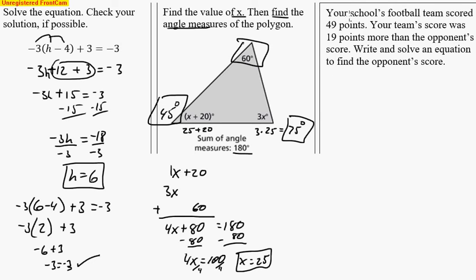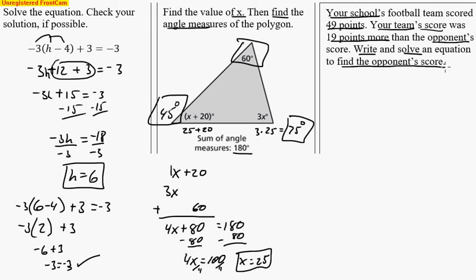The next problem says your school's football team scored 49 points. Your team's score was 19 points more than the opponent's score. Write and solve an equation to find the opponent's score.